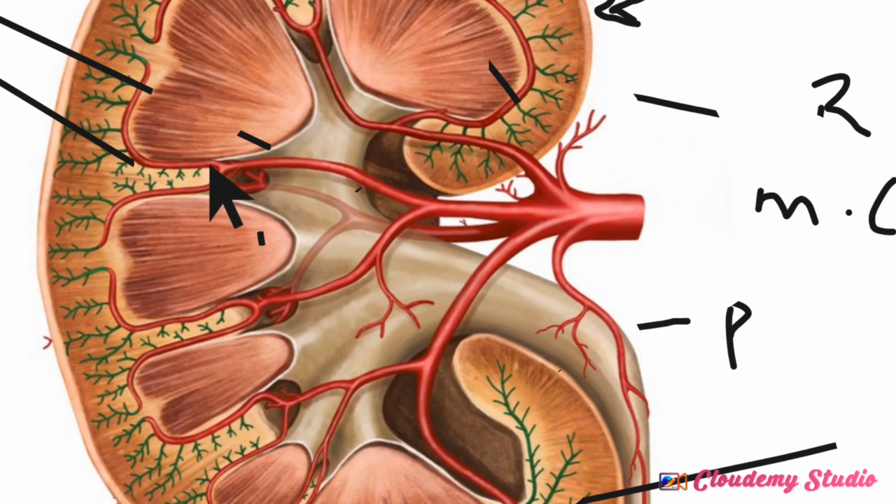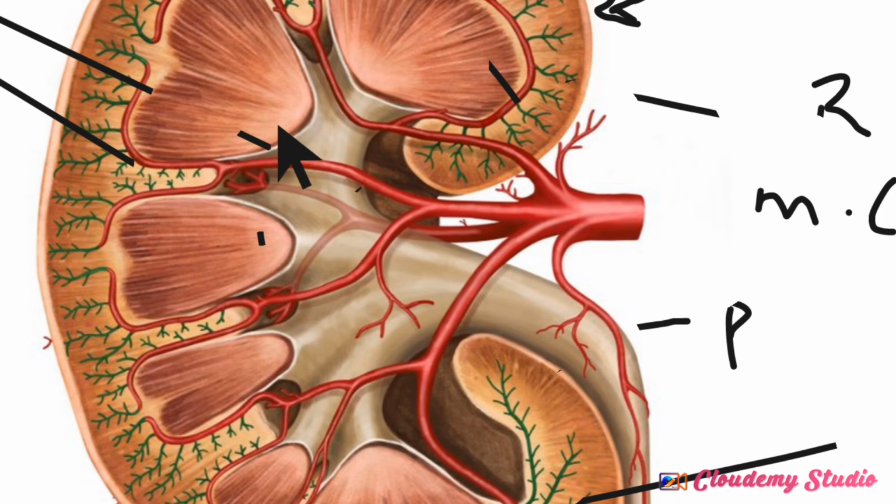Look at this segmental artery. Can you see that it enters in between the renal pyramid? It enters in between two renal pyramids, so it is by the side of the renal pyramid. You understand? So we call it the interlobar artery.